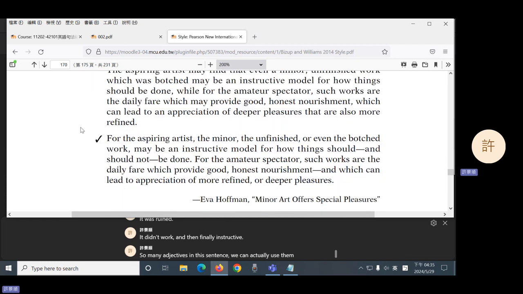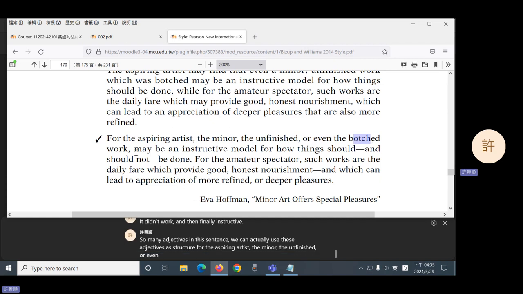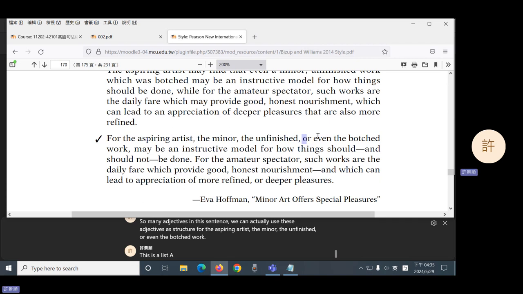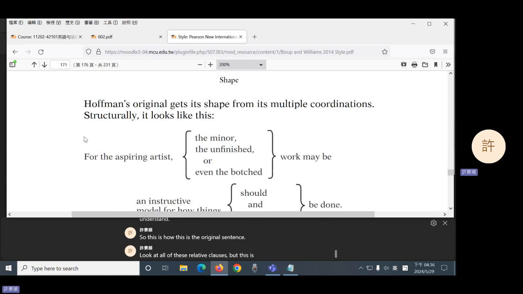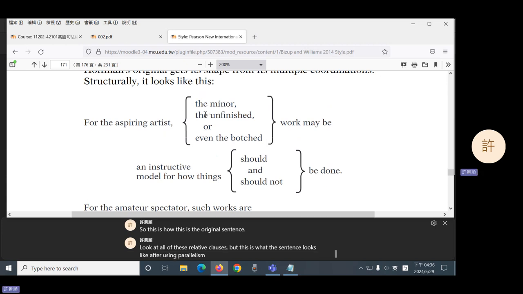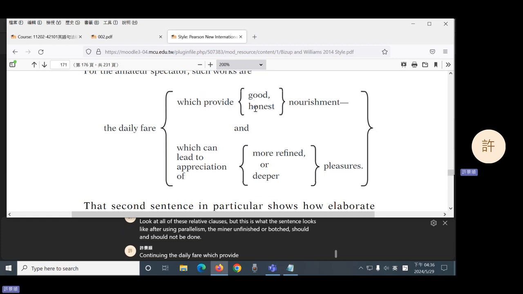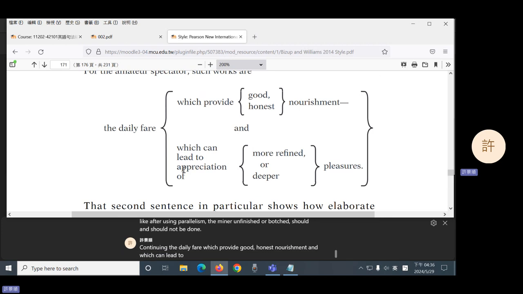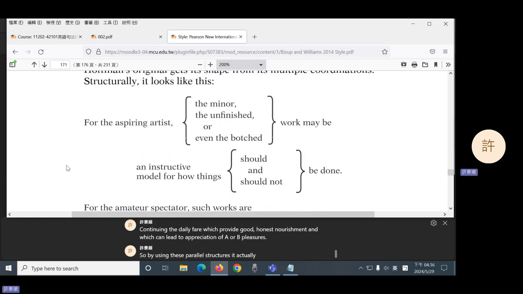So many adjectives in this sentence. We can actually use these adjectives as structure. For the aspiring artist, the minor, the unfinished, or even the botched work, this is a list, A, B, or C, may be an instructive model. So this is how using parallelism can help make a sentence easier to understand. So this is the original sentence. Look at all of these relative clauses. But this is what the sentence looks like after using parallelism. Continuing, the daily fare, which provide good, honest nourishment, and which can lead to appreciation of A or B pleasures. So by using these parallel structures, it actually makes the sentence easier to understand.